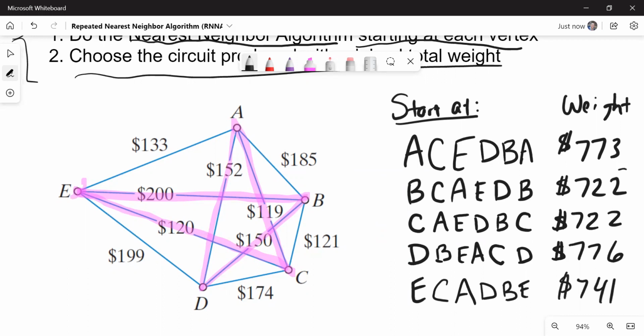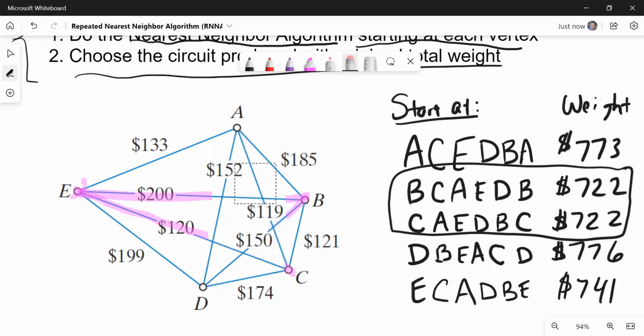All right, so my best 2 routes using the repeated nearest neighbor approach, again, I had to repeat it, I had to do it 5 times, were these 2 at $722. Now, what you'll notice is actually they are the same circuit, just listed in a different order. All right. And so let me show you what I mean by that.